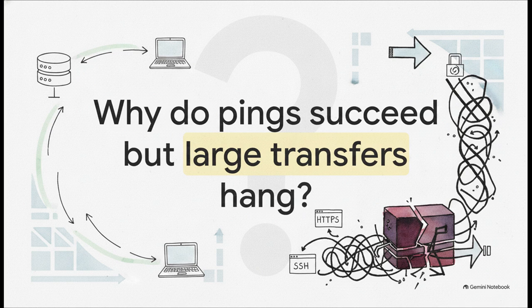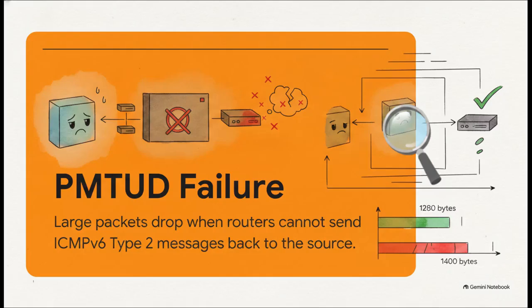A basic tiny ping works perfectly fine, but the exact moment you try a large file transfer, HTTPS, or an SSH session, it just completely stalls out right after the TCP handshake. Why on earth does this happen? Well, this happens because of a path MTU discovery, or PMTUD, failure.